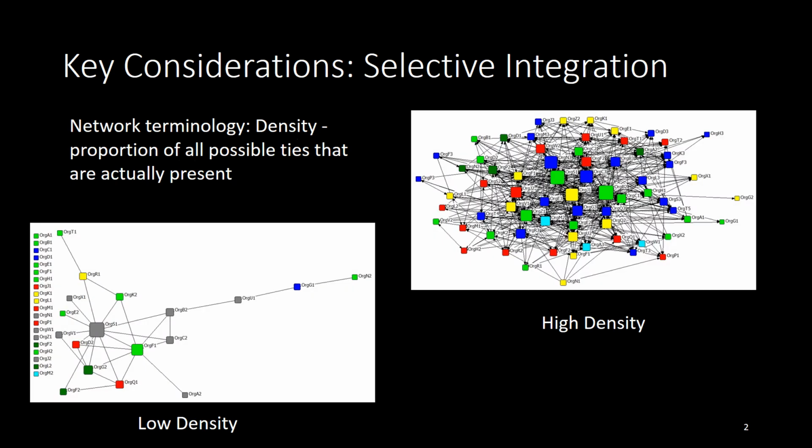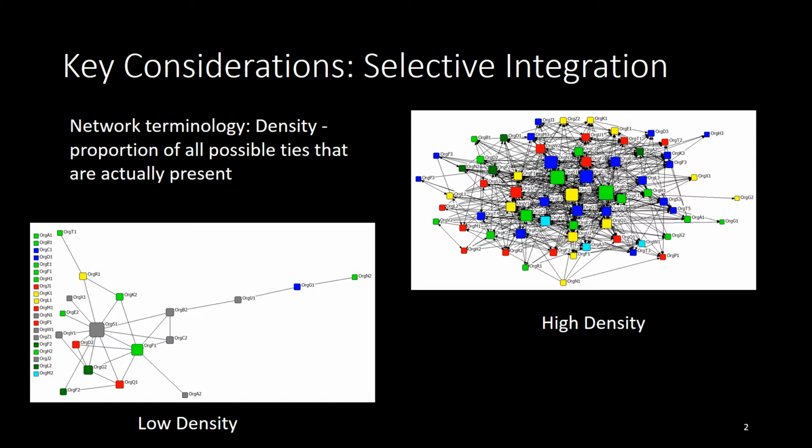The first consideration is selective integration. It is important for organizations to be connected together to function well as a system. However, this does not mean that everyone needs to be connected with everyone else. That would be quite inefficient and resource intensive. Instead, network links must be integrated and appropriate, which ties are important to have in regard to the work of the network.